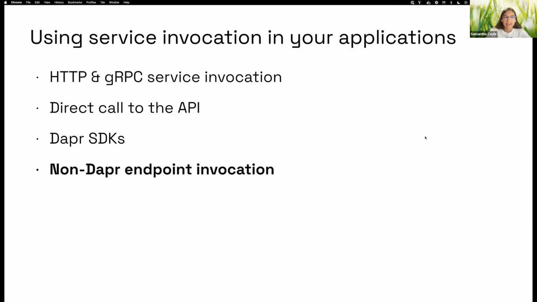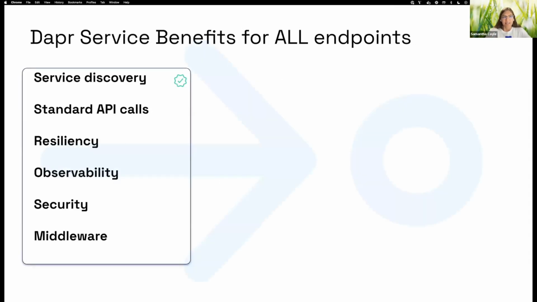And for that, we have the new feature in v1.11 for invoking non-Dapr endpoints. So it's new, and that was a really big ask of the community. So we'll be covering that here. In terms of service benefits, you get the service invocation API now for all endpoints. Kendall covered a lot of these different API benefits like service discovery, standard API calls. Consistency is key, especially when it came to thinking about invoking external services.